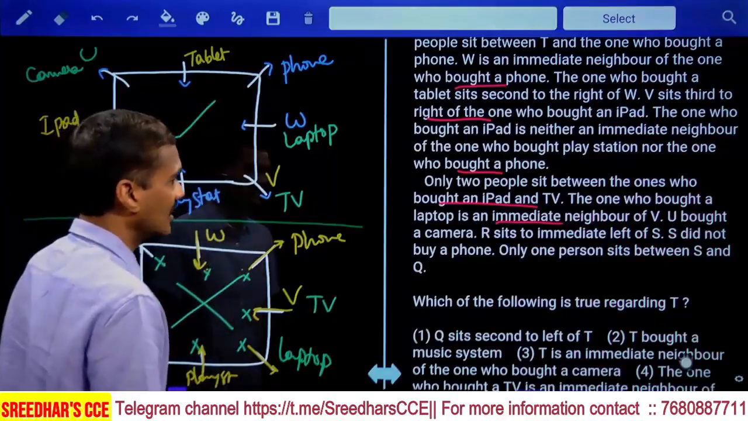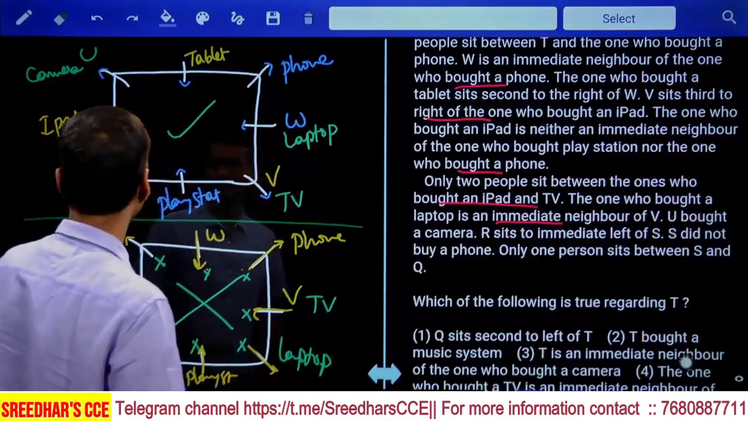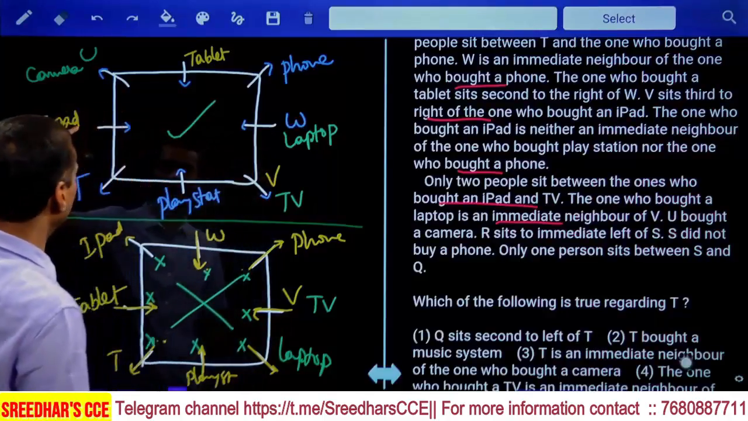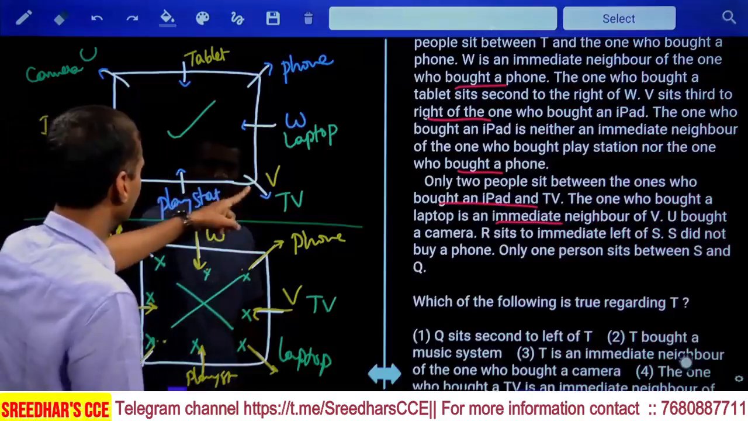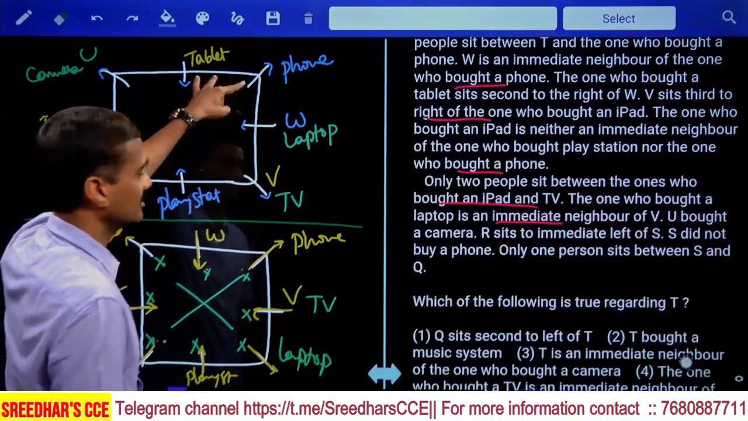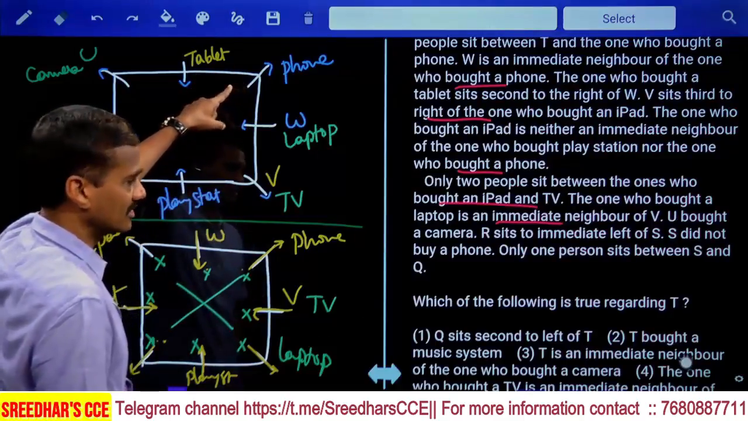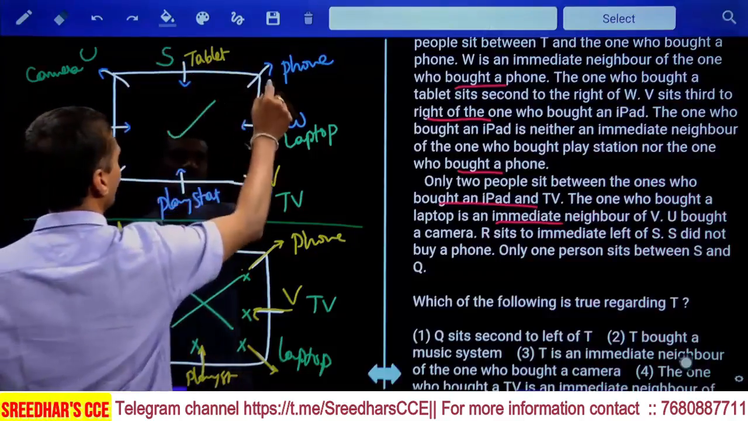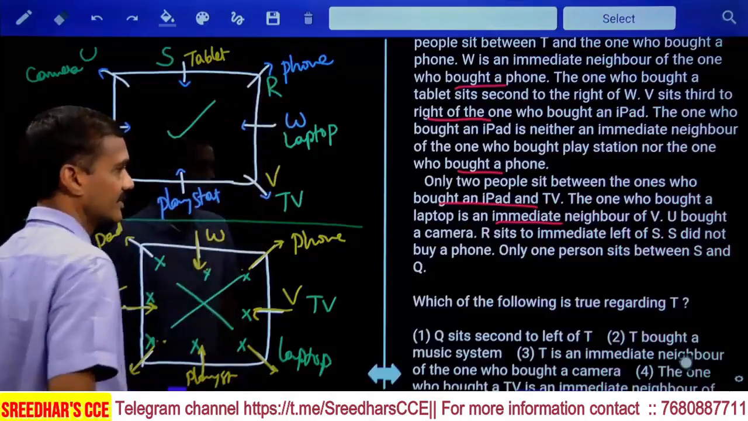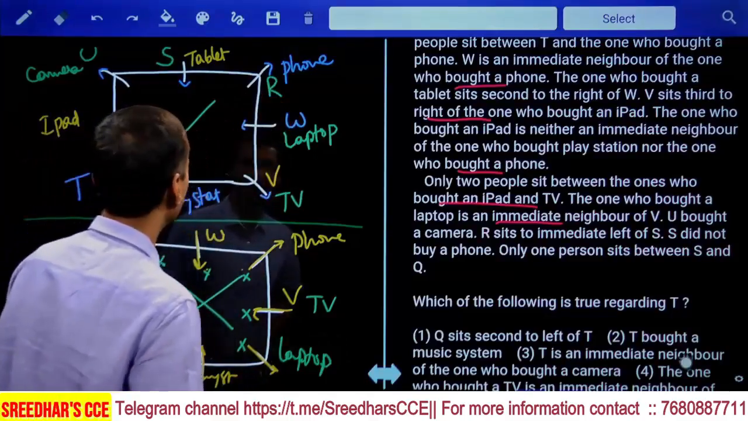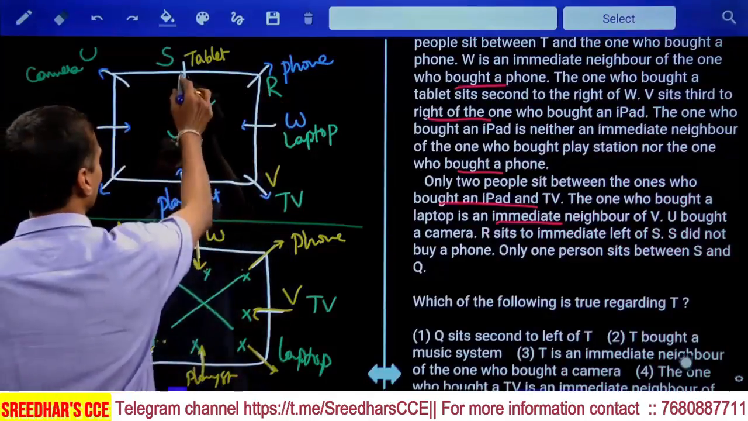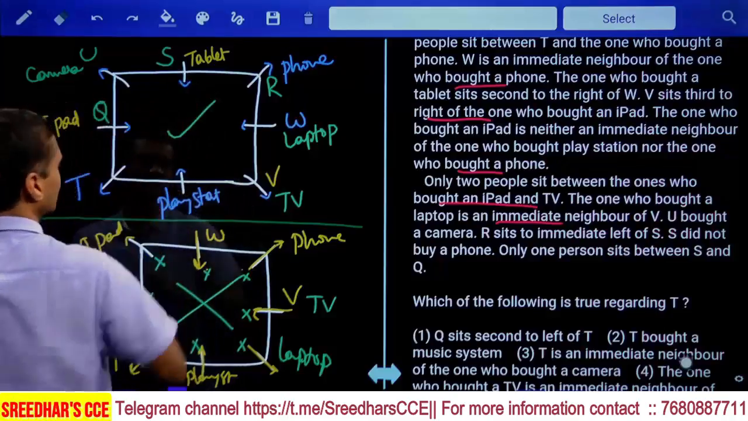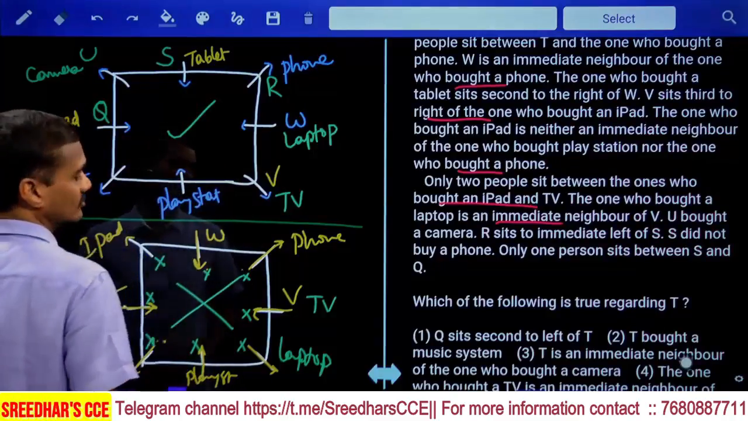The next one, R sits to the immediate left of S. R and S must be adjacent. R and S cannot be here, because two adjacent places are needed. This is the only place left over here. S did not buy a phone, so S is here. If S is here, R will be here. And only one person sits between S and Q, so as S is here, Q must be here. Then tell me who is the person left over.